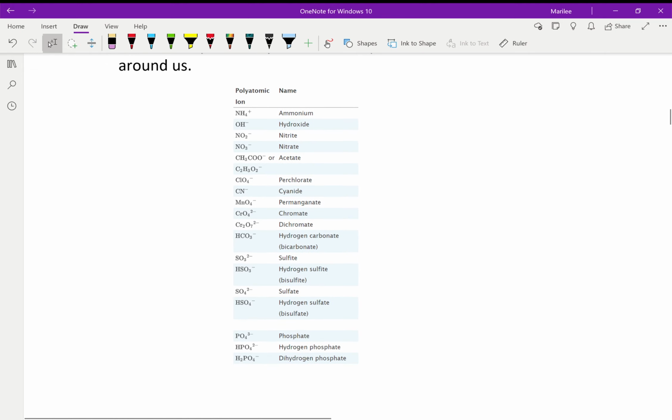Here is a table that has the polyatomic ions. We'll have a lot of examples with ammonium, hydroxide, nitrate, what else? Sulfate, phosphate. These are all common ones that you'll see further on.